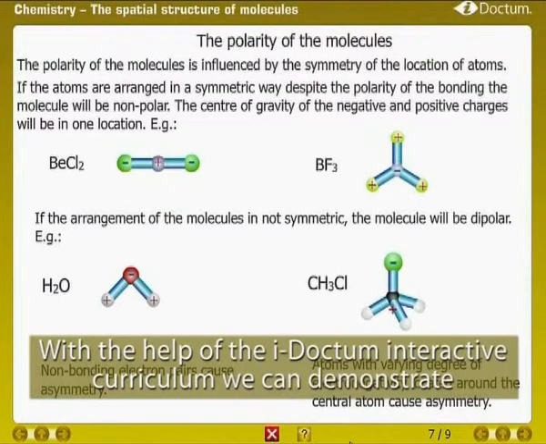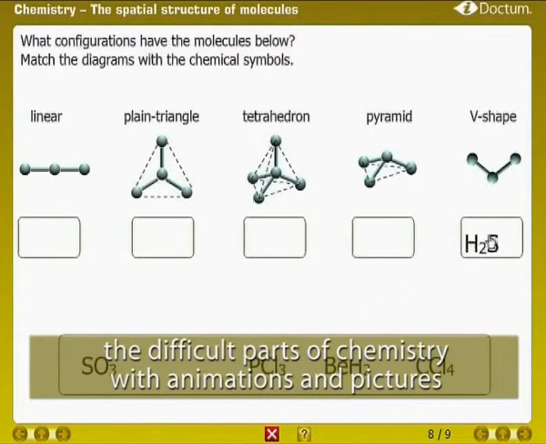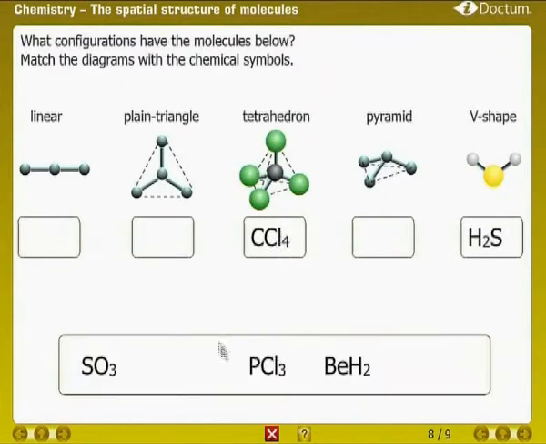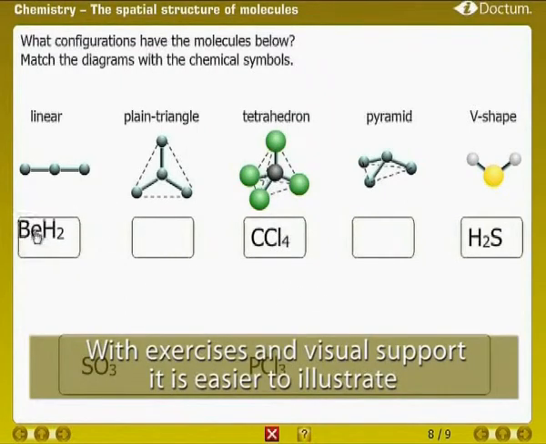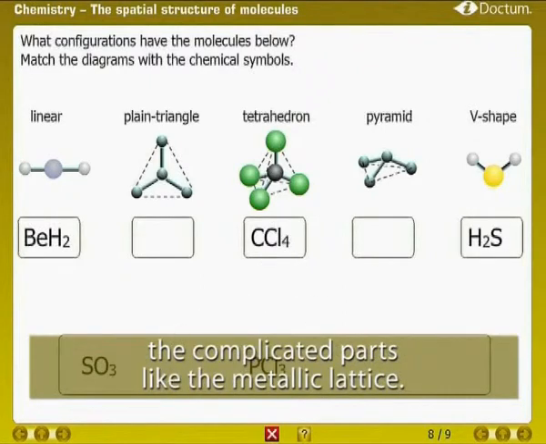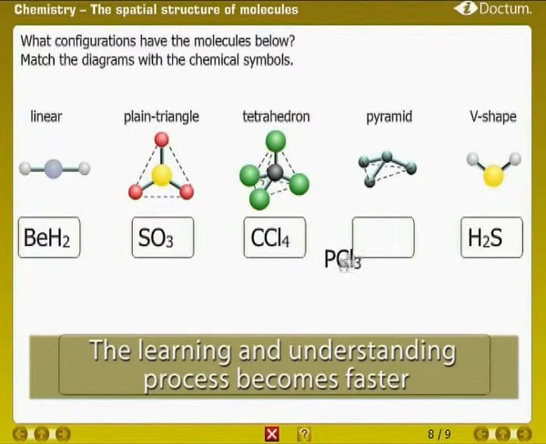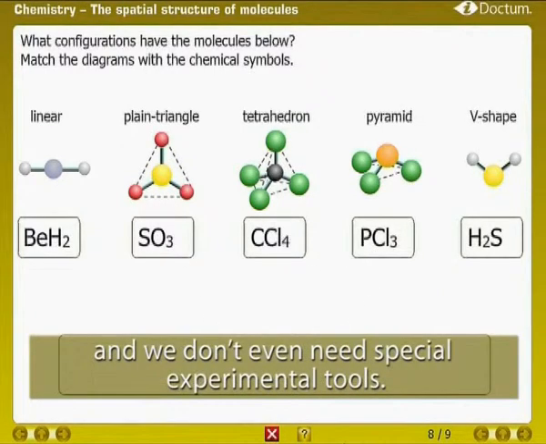With the help of the iDoctum interactive curriculum, we can demonstrate the difficult parts of chemistry with animations and pictures. With exercises, we can involve the students into the flow of the lesson. Exercises and visual support makes the illustration of complicated parts like the metallic lattice easy. The learning and understanding process becomes faster and we don't even need special experimental tools.